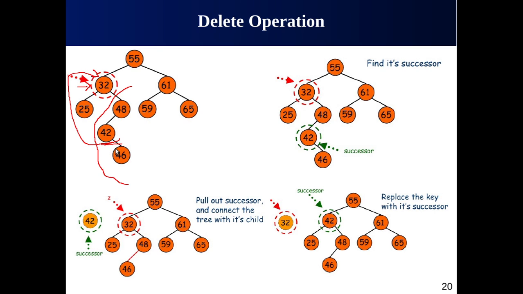But wait, this node also has a child, which means case 2 or case 3. But that is simple. The child will take the location of the parent. So 48 now has a child, 46, and 32 will be replaced with 42. This was how we can delete a node that has both the left subtree and right subtree available.